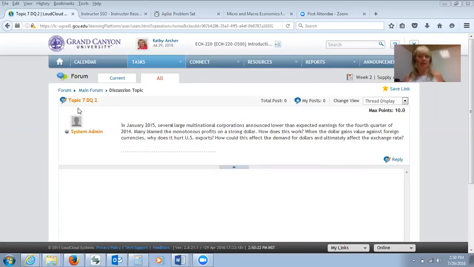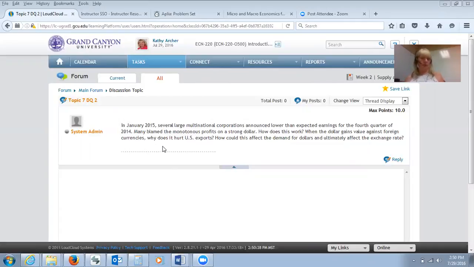Today we're looking at Topic 7, DQ2. In this DQ, we're talking about exchange rates, foreign exchange rates. This is a huge topic that you see in the news a lot these days, and so it'll be interesting for us to look at.